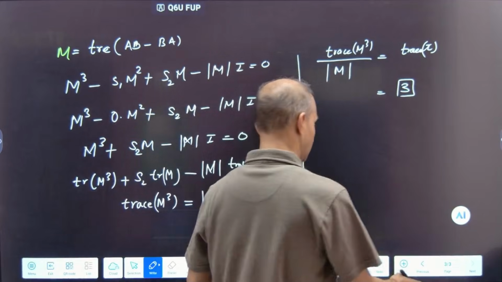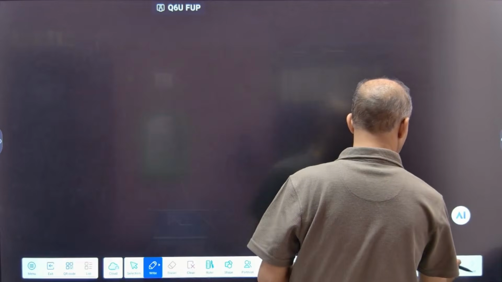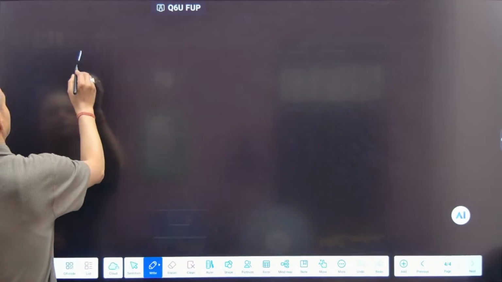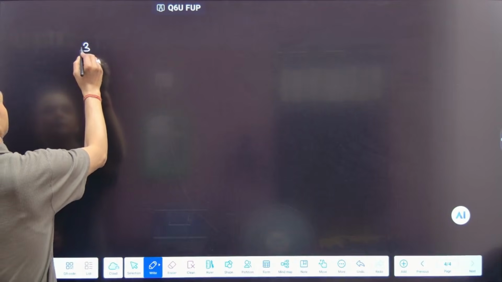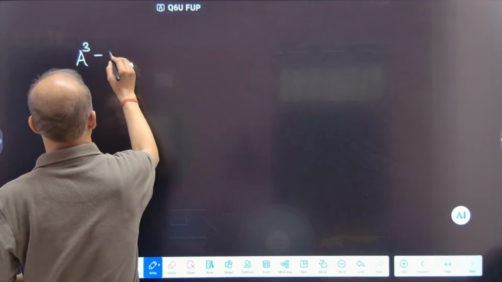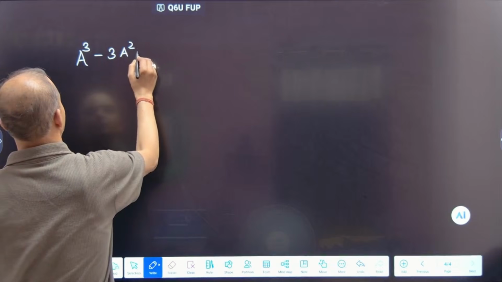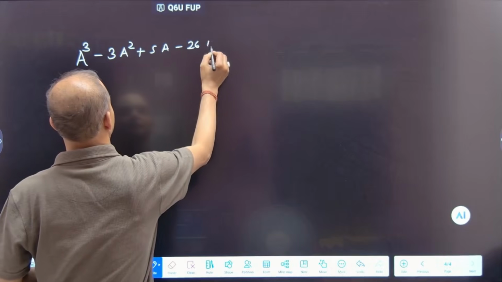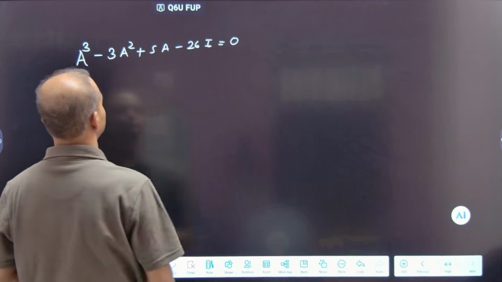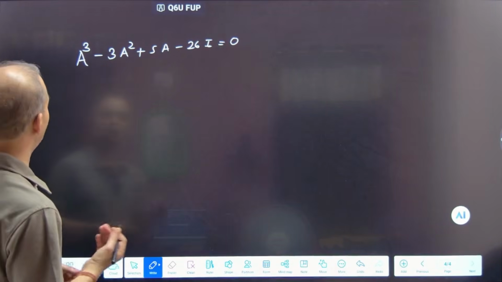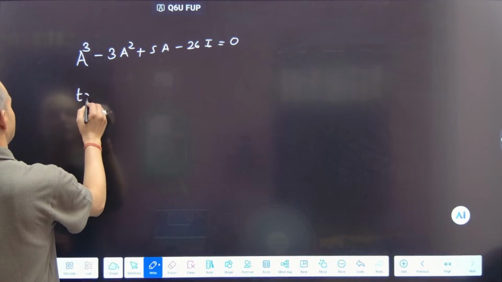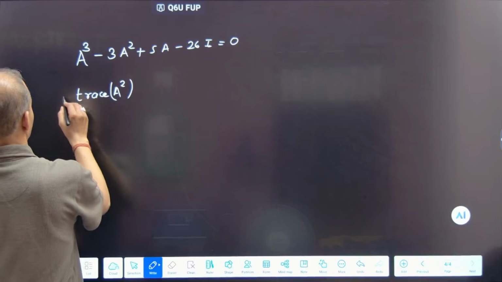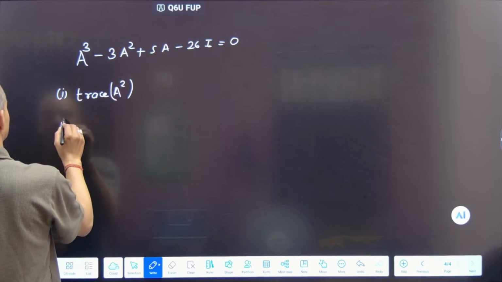Like, suppose I have a question in this. Suppose I'm taking the equation, let's say 3A square plus 5A minus 26I is equal to 0. After getting this, suppose someone asked what is the value of trace of A square or trace of A cube?